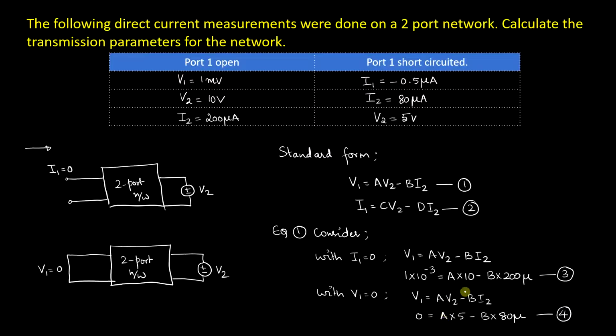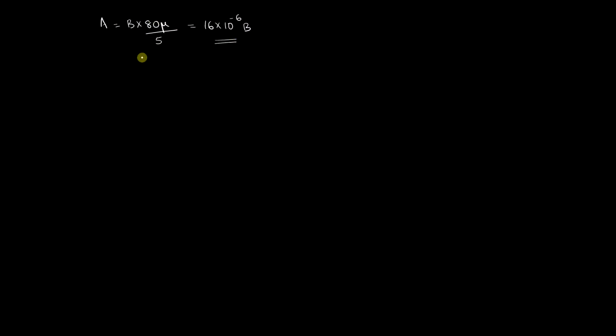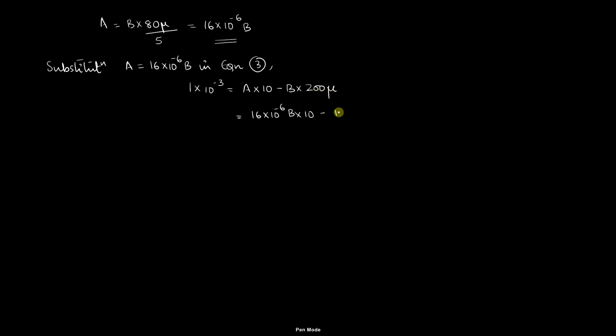So this can be written as A equal to B into 80 micro divided by 5. So substitute this value of A in equation 3. Substituting, B is equal to minus 25 ohms and A is equal to, now similarly use the equation 2 and compute.